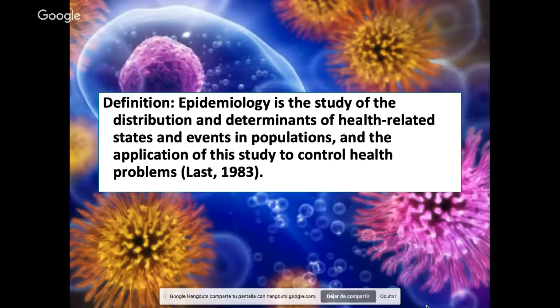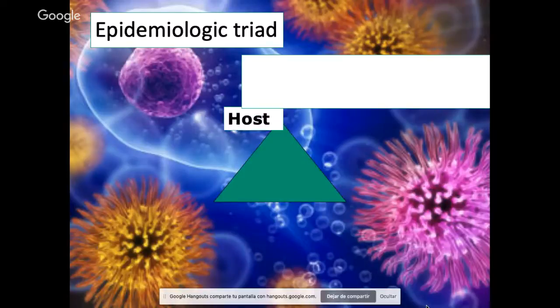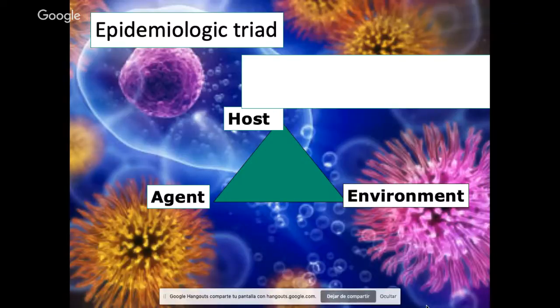First, what is epidemiology? It is the study of the distribution and determinants of health-related states and events in a population, and the application of this study to control health problems. The epidemiological triad: we have a host that could be a person, an animal, food. Then we have an agent that is going to be a bacteria, virus, parasite, and then we need an environment.